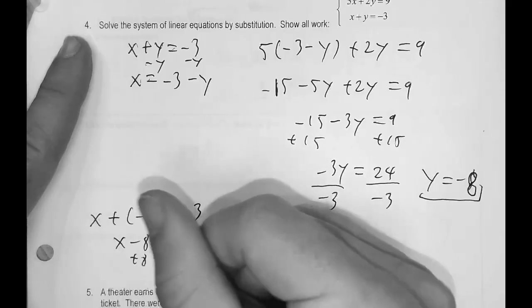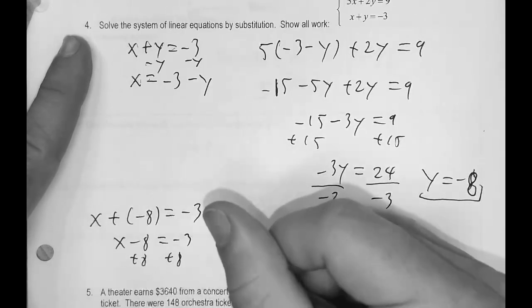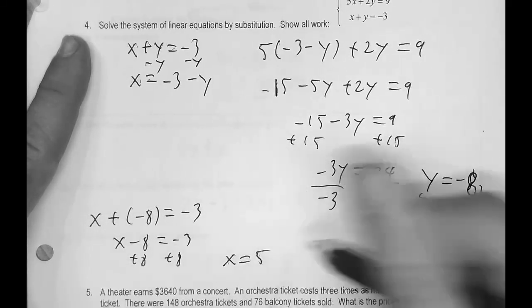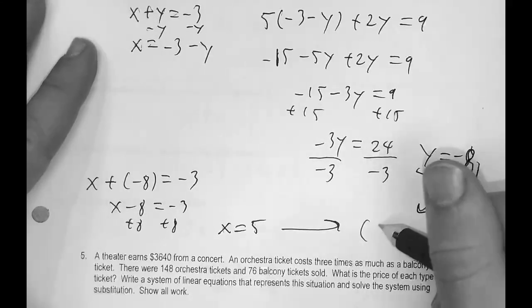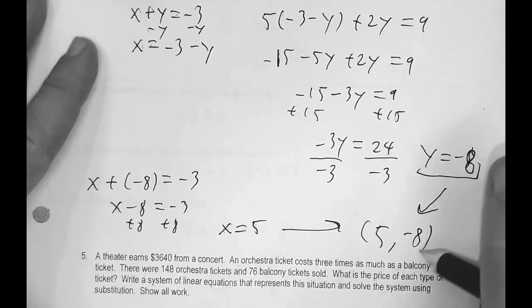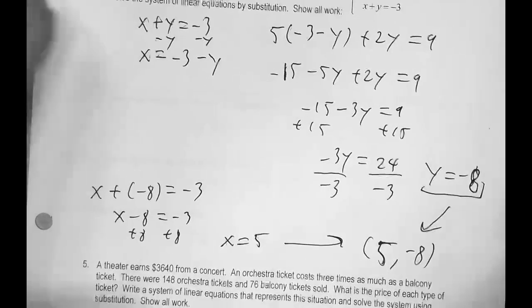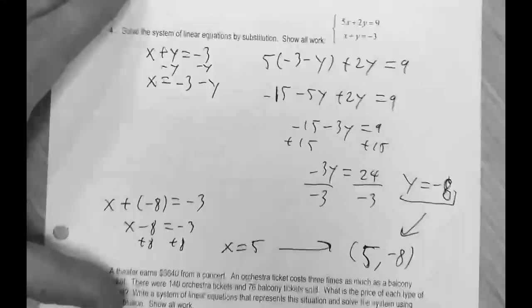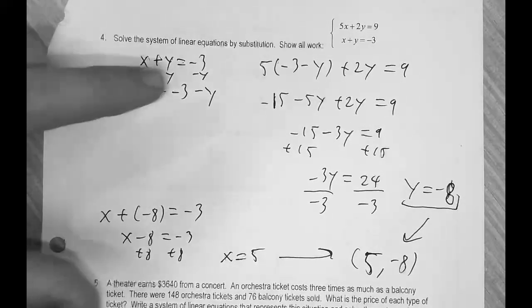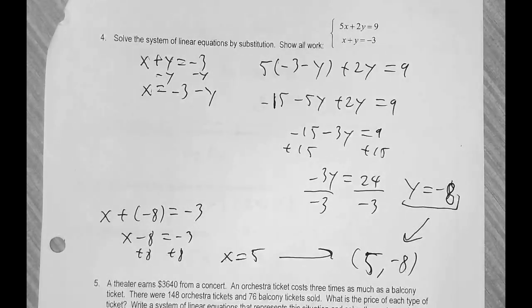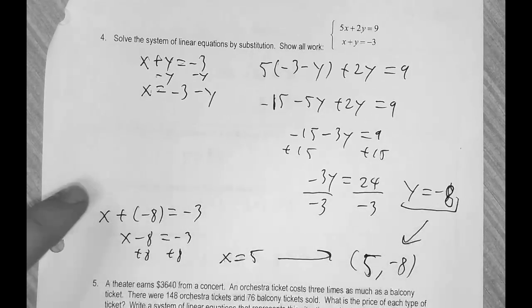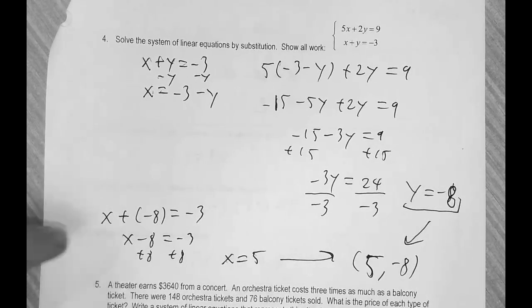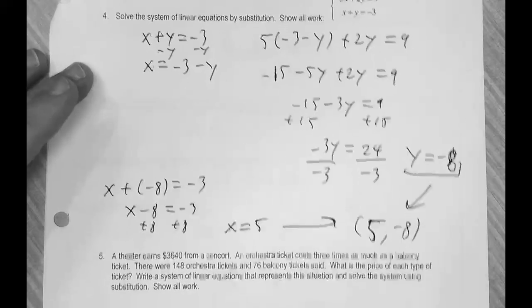Then I'm going to add 8 to both sides. So then x must be 5. So combining these two, my coordinate would be 5, comma, negative 8. Okay, so one more time. First, variable alone. Plug in that variable to the other equation. Solve for one of the variables. Take that value, plug it into either of the original equations, get your second variable, done.